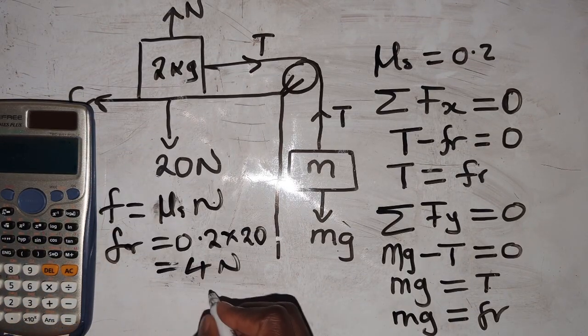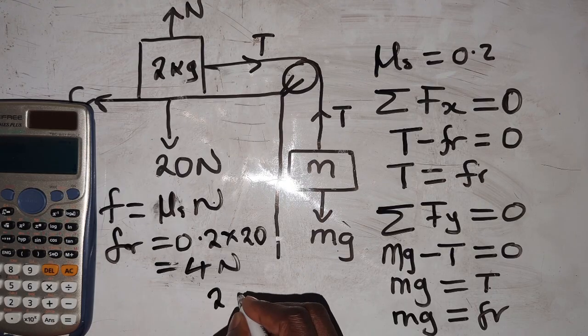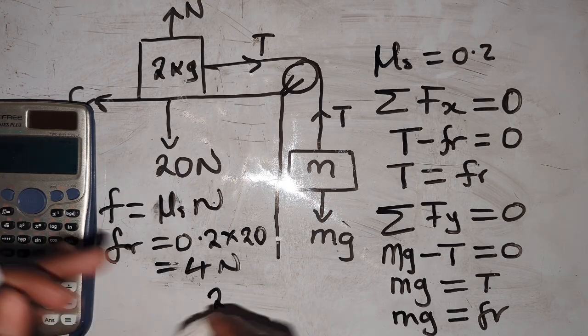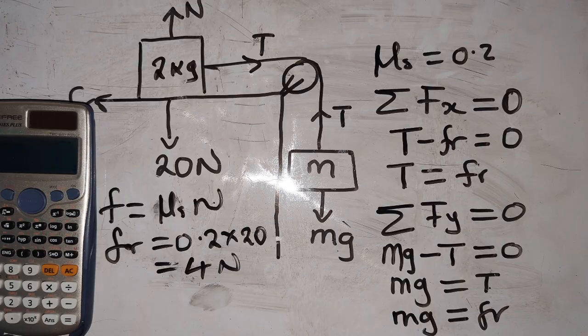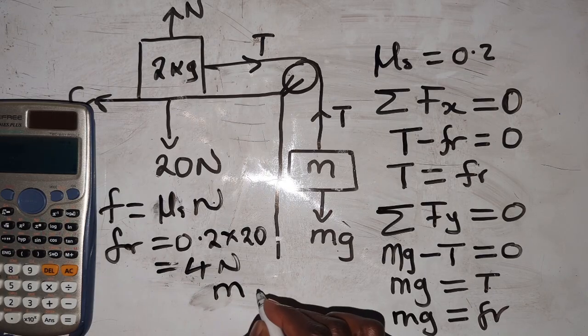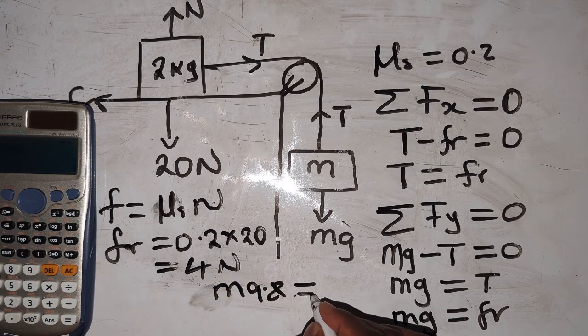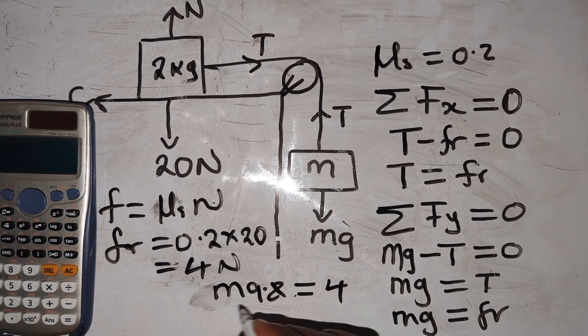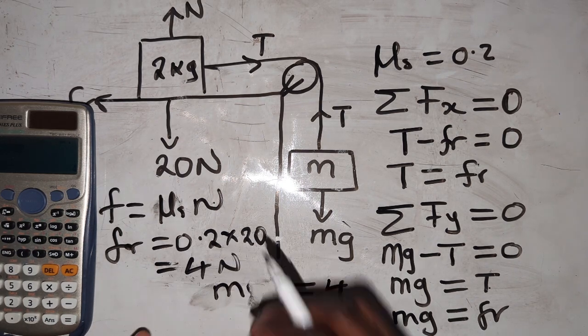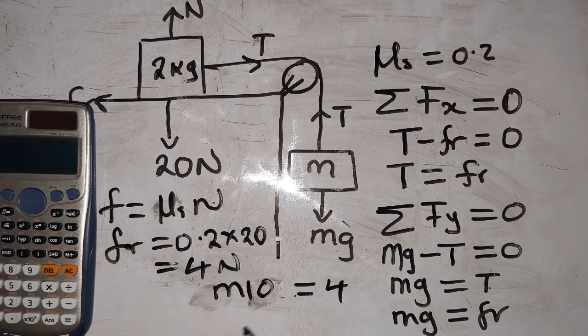So what is the mass? Mass here is 2. Sorry, it's not 2, because here we are dealing with the mass that we need to calculate on that part. So I'll say mass is not known, but g is known, which is 9.8, equal to friction force, which is 4. Sorry, from the question there, I think it is clear that we're supposed to take this one as 10. So I'll say m times 10, meaning that the mass itself is equal to 0.4 kg.